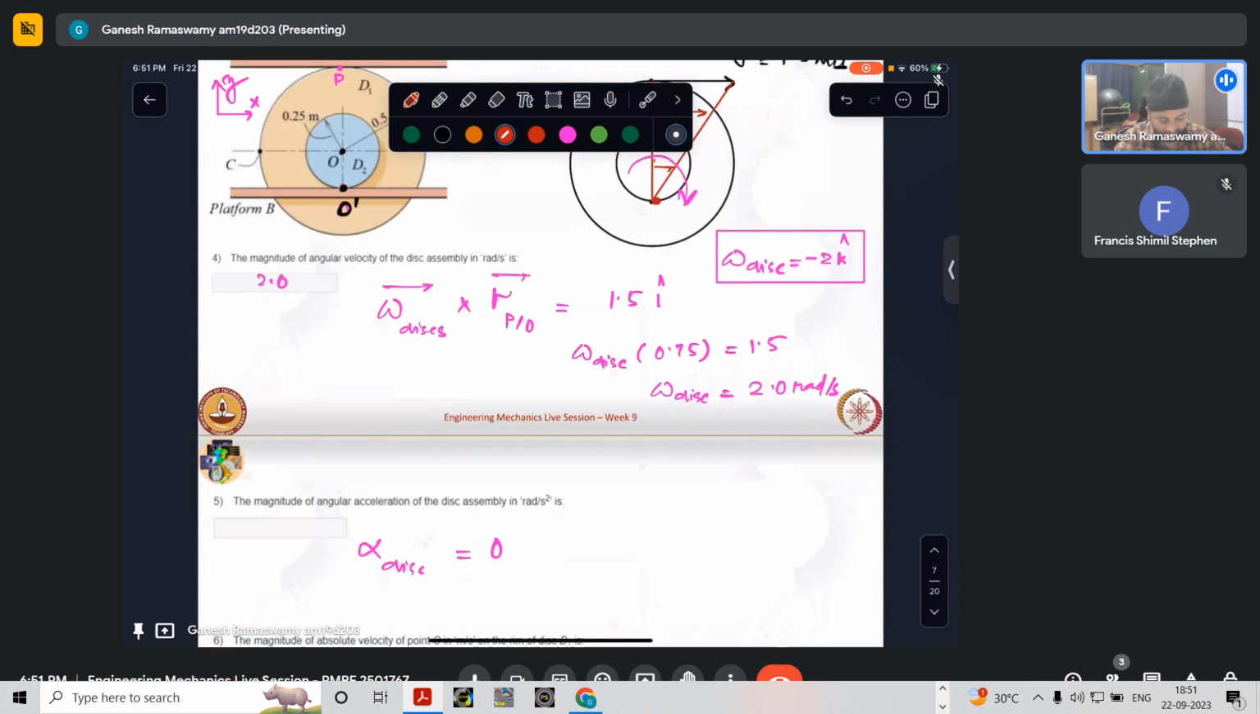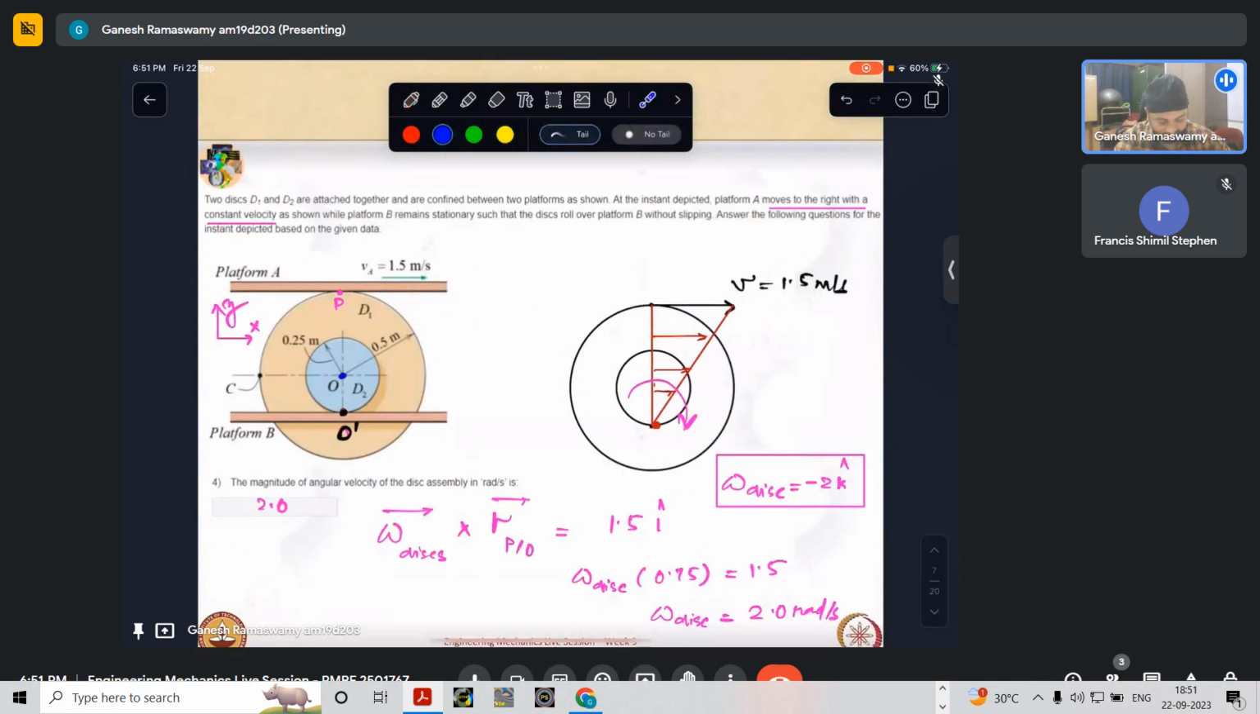Now the same we could have done by placing our axis here, in which case it will have only centripetal acceleration, which will be pointing towards the center, which is nothing but omega squared r. Omega is 2, so this will be 0.5. So omega squared r, which is 2. So I hope that that is clear.